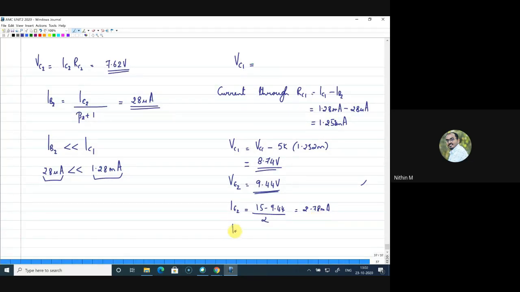So we can complete this iteration by finding the IC value, which is 2.75 milliamps, resulting in a VC2 value of 7.43 volts. And finally, you can end up calculating the second round of IB2, which will be 27.5 microamps, which is very close to the first, right? I hope you understood this.